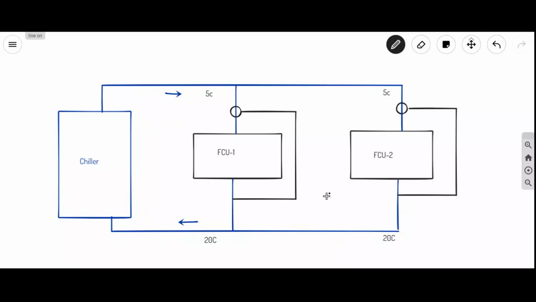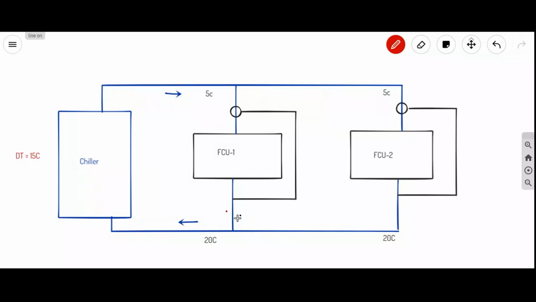Now let's assume a scenario. One FCU is working, one FCU is not working. That means we have switched off FCU 2 and FCU 1 is working. Before going to this, the chiller has to decrease the temperature, the delta T. What is the delta T? 20 minus 5, which is 15 degrees centigrade. That means the chiller has to decrease the temperature by 15 degrees centigrade. Now the scenario starts.